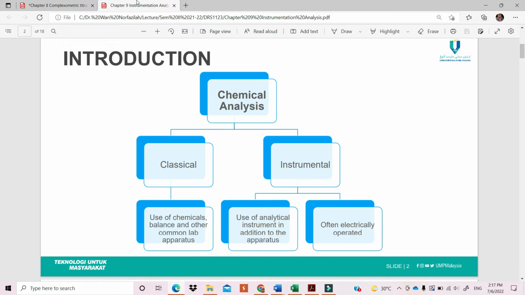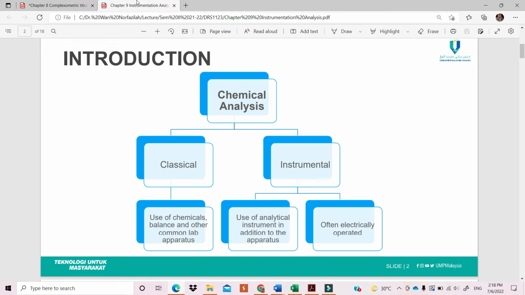So we have two methods to analyze our chemical. First is the classical method where you use chemicals, balance and other common lab apparatus in the lab. This one you have done a few times for your analytical chemistry lab. You are using chemicals, balance and other common lab apparatus. So this one is classical. The titration can be classified as a classical chemical analysis. You are not using any advanced instrument.